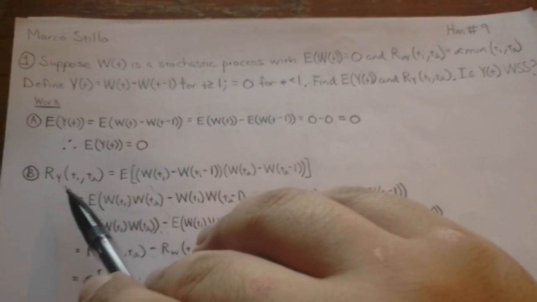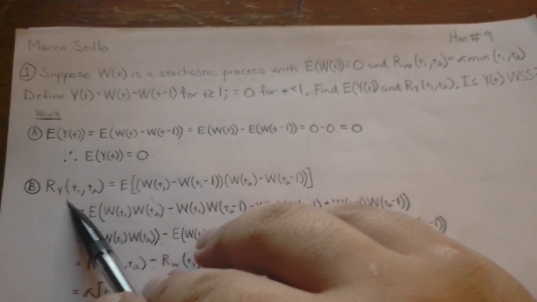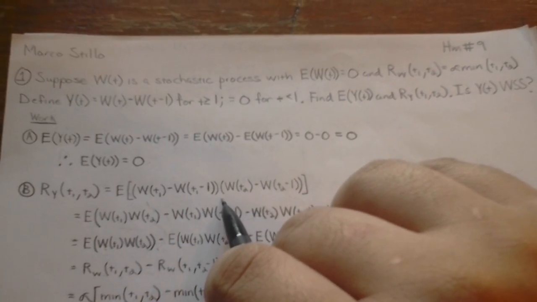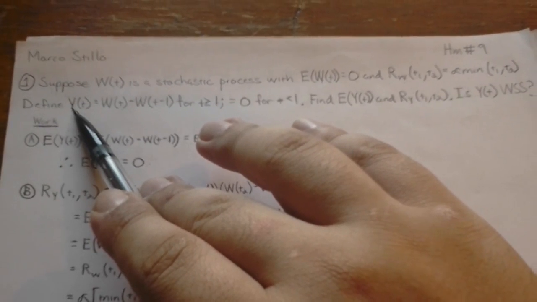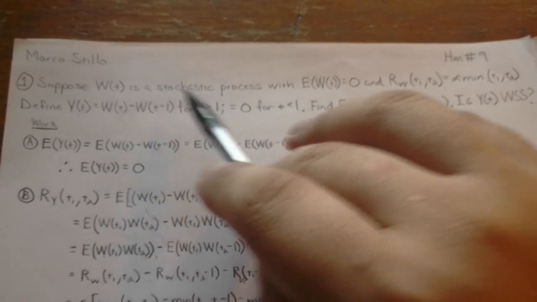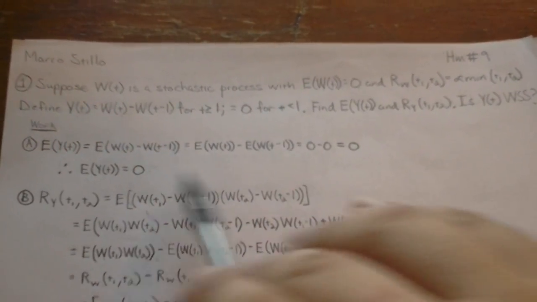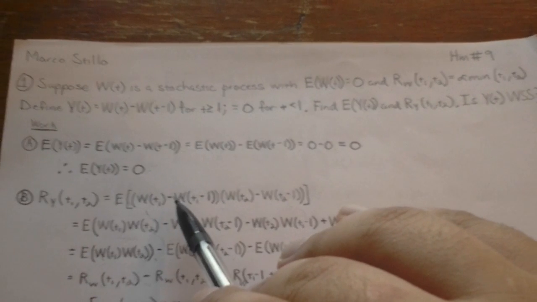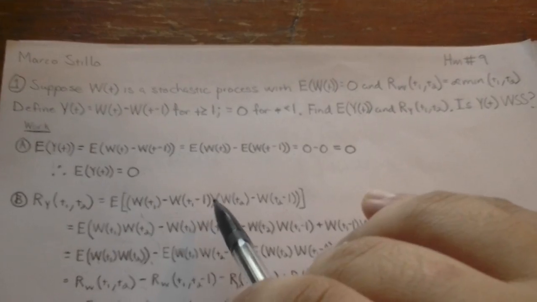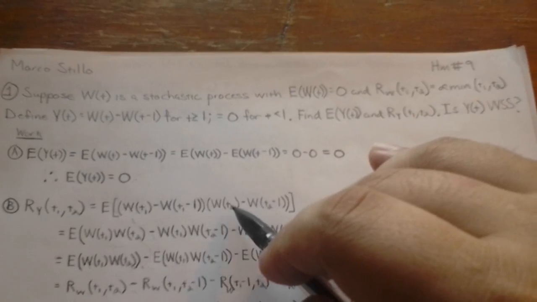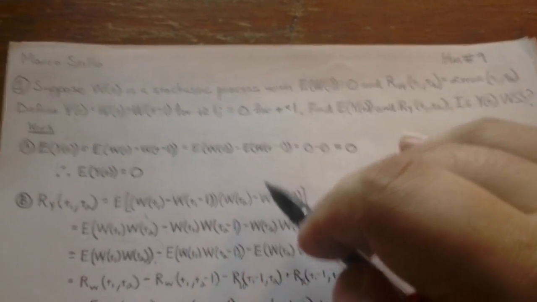Now, if we're going to calculate what our autocorrelation is in terms of Y, what we're going to do is basically use the general definition. It's basically the expected value of Y at the 2 time points. So if we substitute that in, we're going to use this right here, so W at t1 minus W at t1 minus 1, times the same thing at t2, so W at t2 minus W at t2 minus 1.